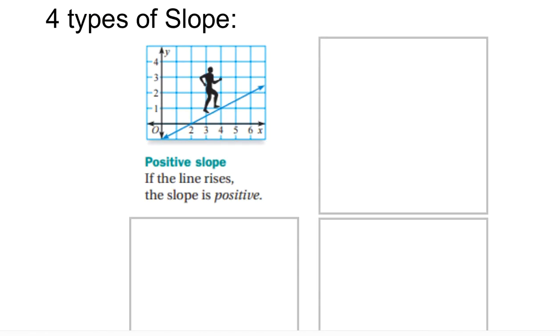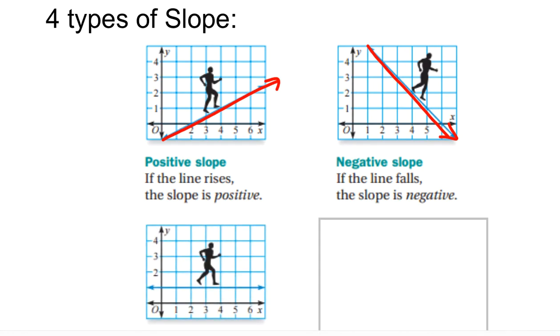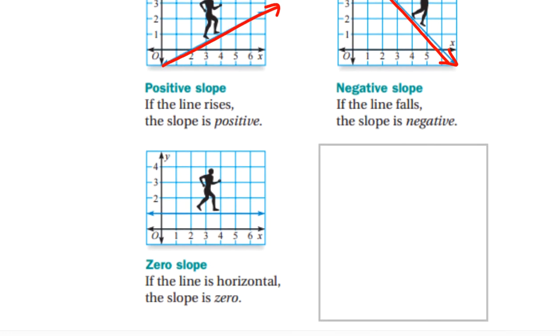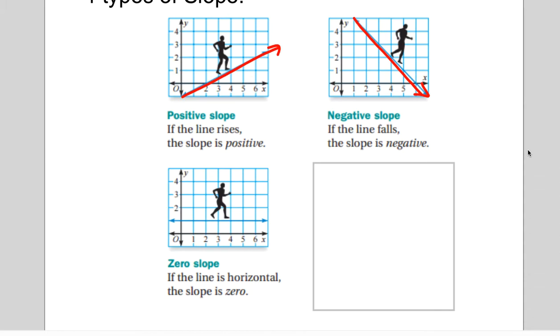There's 4 types of slope. Positive slope is a slope that increases from left to right. Negative slope is a slope that decreases from left to right. Zero slope, think like Grand Forks area, North Dakota, it's flat, zero slope, no hills.